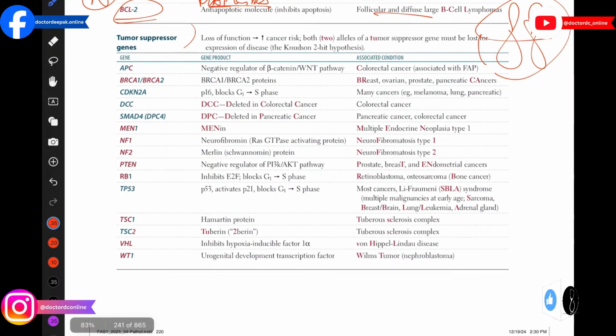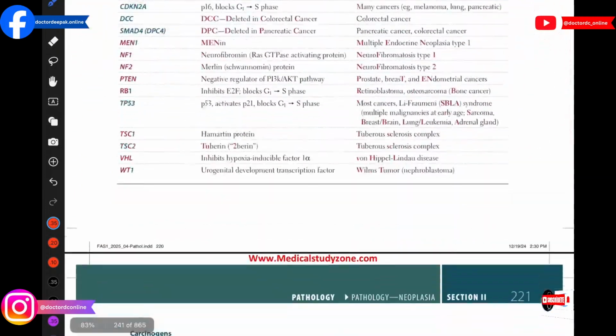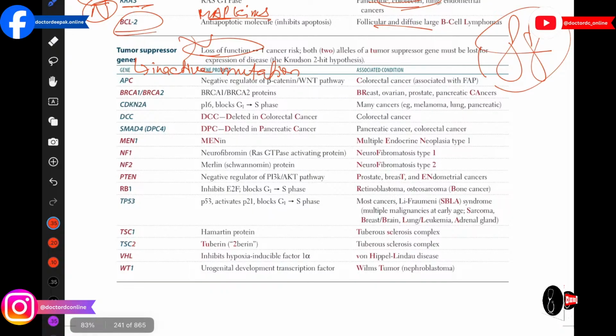Now the tumor suppressor genes. Tumor suppressor genes are present at checkpoints and remove all the abnormal cells. But here, instead of gain-of-function mutation, they lose their function, so it is called an inactivating mutation. I already told you cancer cells have two pathways: increased proliferation and decreased suppression. Decreased suppression means the tumor suppressor genes lose their function, leading to an increase in cancer cells. And as you already know, to lose the function of a tumor suppressor gene, you need a defect in both alleles of that gene.